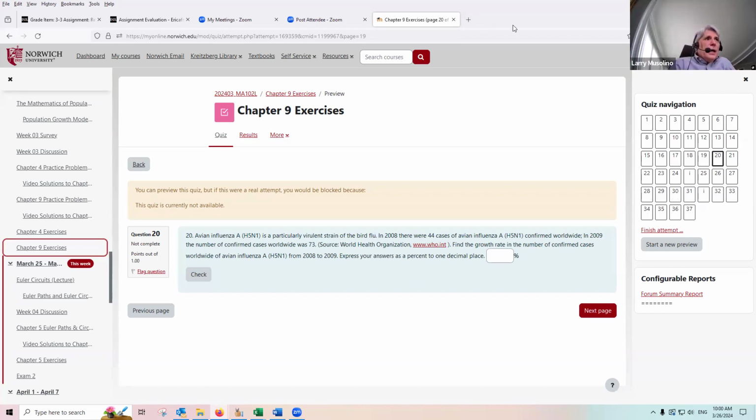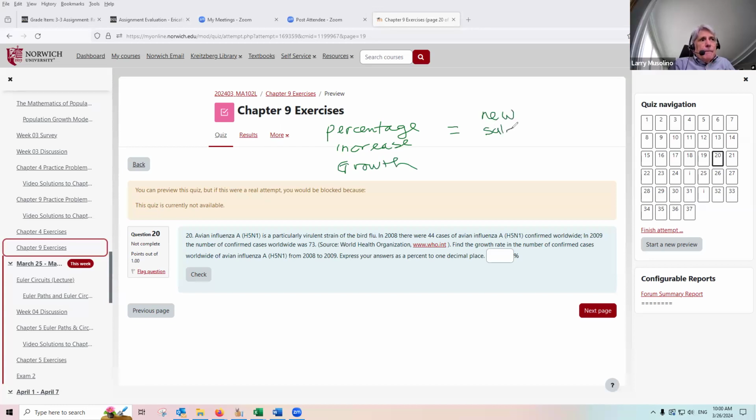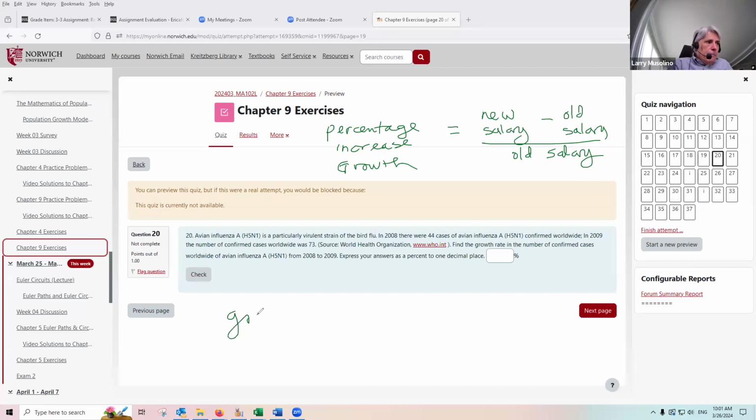If you wanted to find a percentage increase, and again, this is similar to a growth rate, the way you would do it is you would take your new salary, subtract your old salary, and divide it by your old salary. This is for percentage increase growth. Growth rate. Yeah, growth rate.